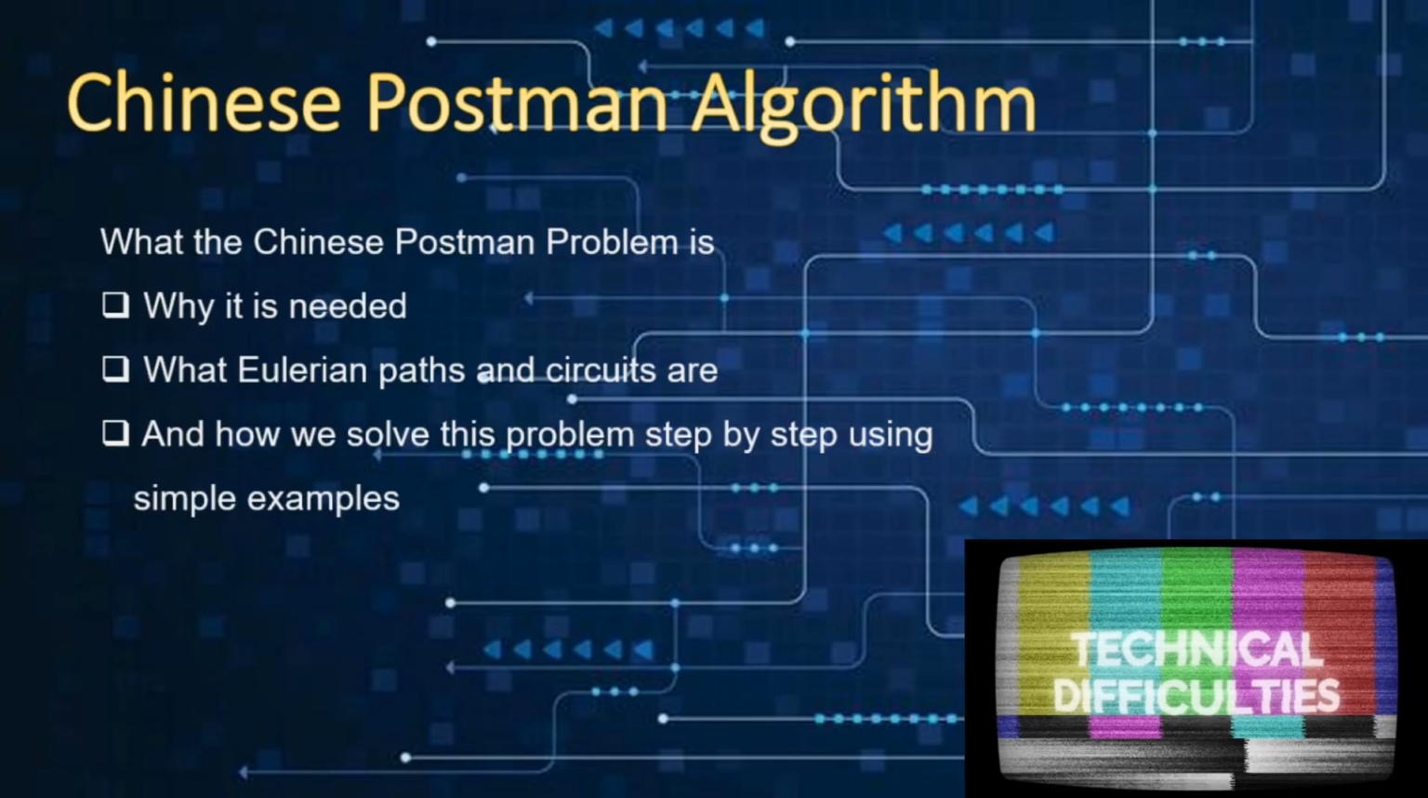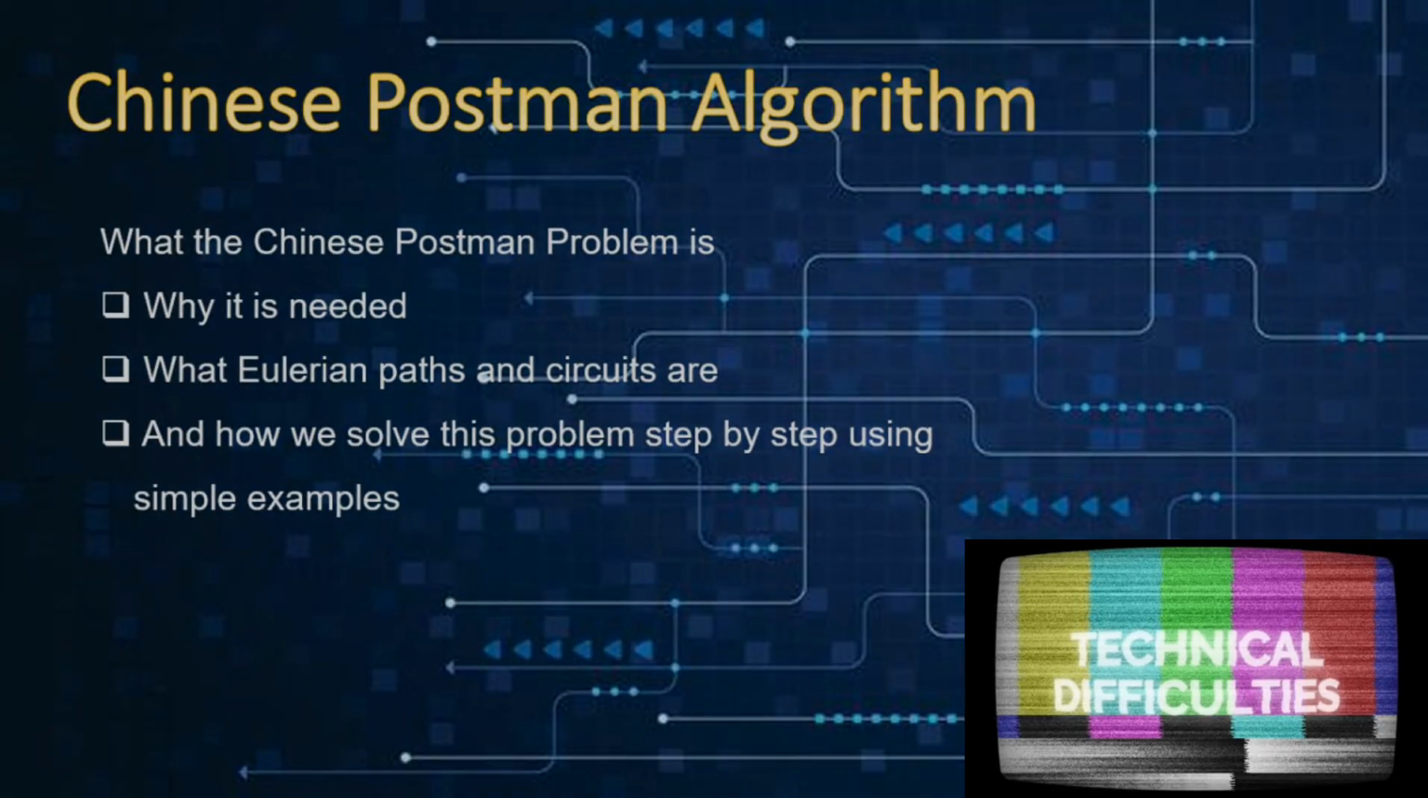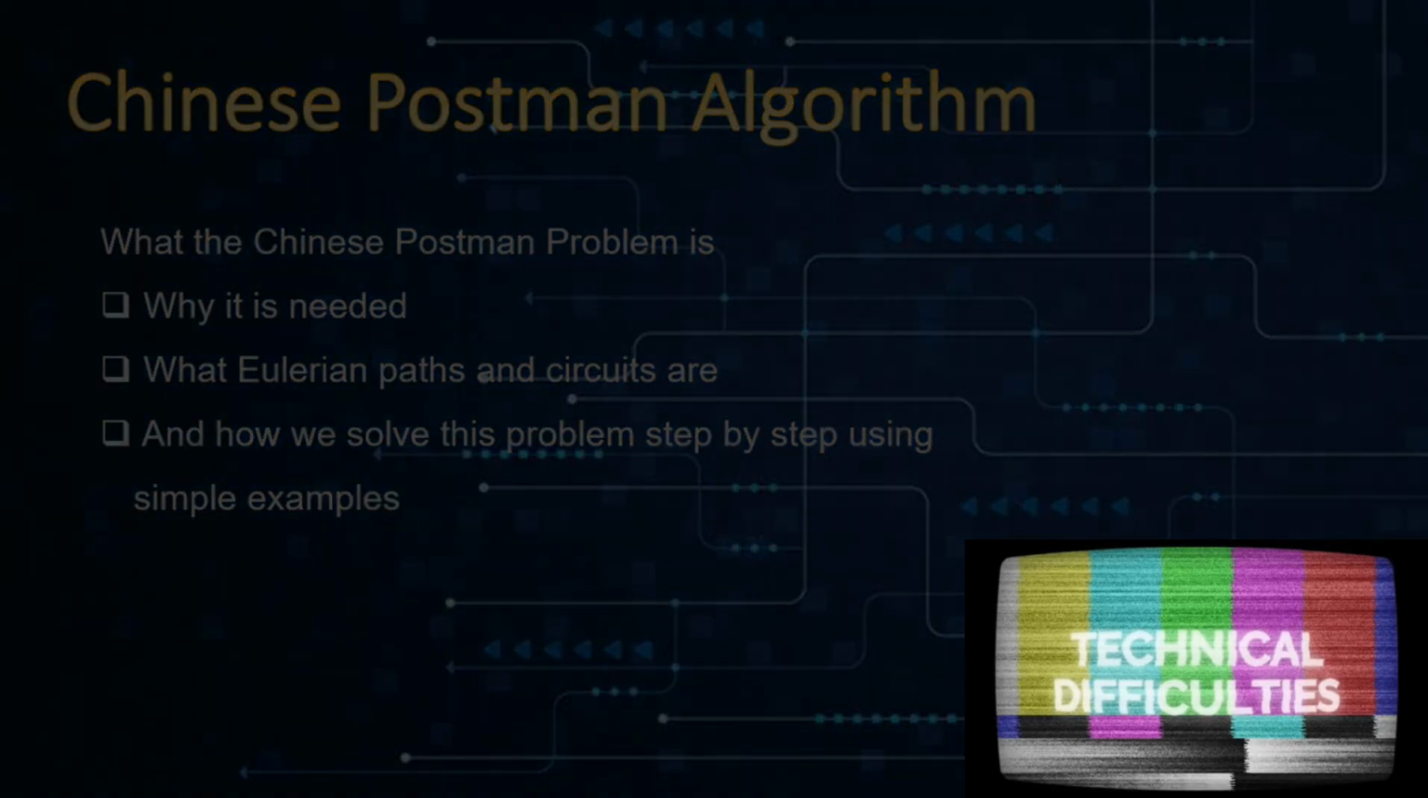In this video, I'm going to explain everything from scratch: why this problem exists, what it means, how Eulerian concepts are involved, and finally how the algorithm works step by step using a simple example. I'll explain this in an undergraduate-friendly way, using simple language, not heavy mathematics. So let's start with the motivation behind this problem.